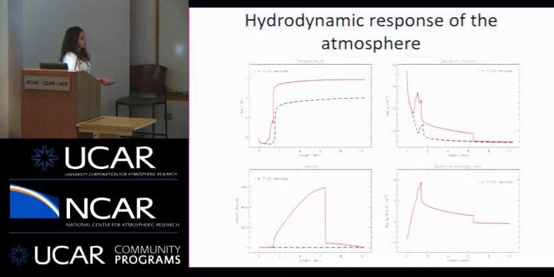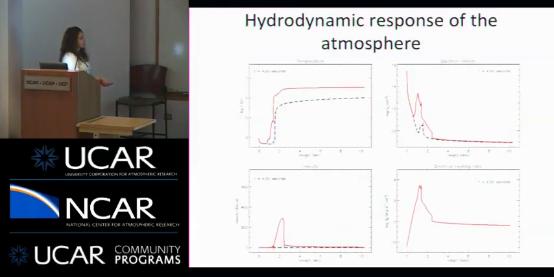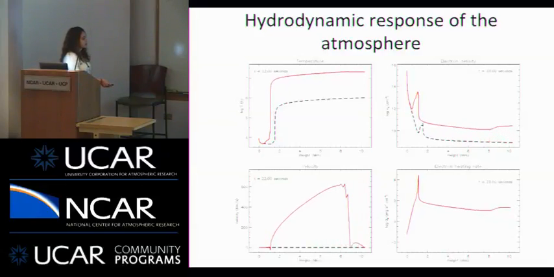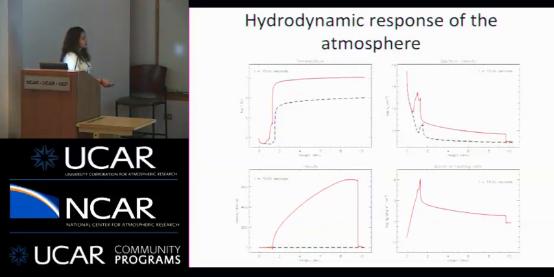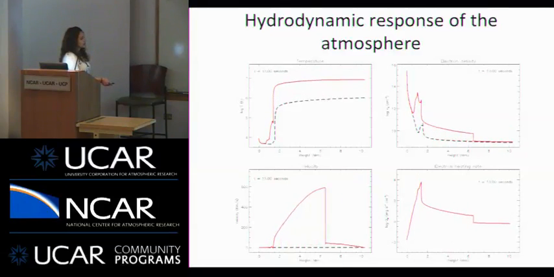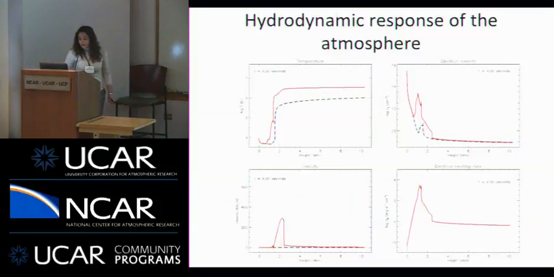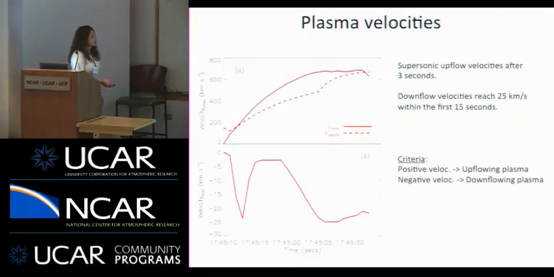At different times you have strong velocities going, so in our case positive velocities are upflows and negative velocities are downflow velocities. So you have strong velocities going upwards, reaching up to 700 kilometers per second, and some negative velocities in the chromosphere, going down flows. So focusing on the velocities, comparing the upflow velocity with the sound speed, we can see that even after 3 seconds we already have supersonic velocity. So we have really shock waves moving to upper layers.